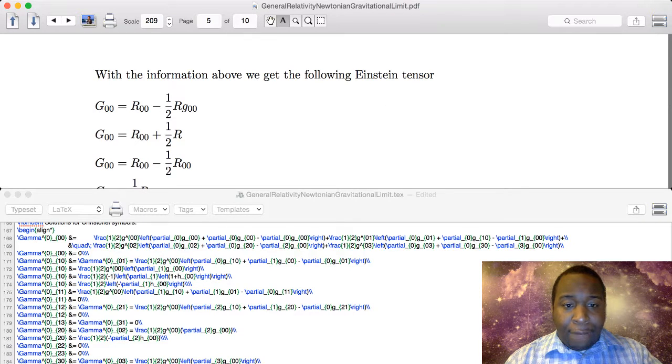So just plugging in values, all I'm doing here is solving for the 0,0th element of our Einstein tensor, which basically is a function of the Ricci curvature tensor and the scalar curvature. And it breaks down like this.